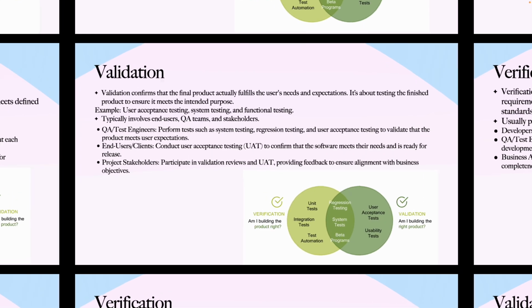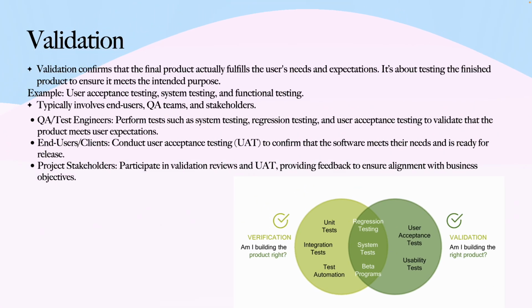What does validation do? Validation confirms that the final product actually fulfills the user needs and expectations. It's about testing the finished product to ensure it meets its intended purpose. So who is going to do this testing, how are we going to do it, and why are we going to do the validation after the product is built? This is user acceptance testing, in short form also called UAT testing.